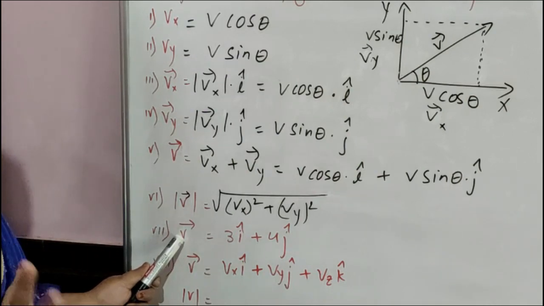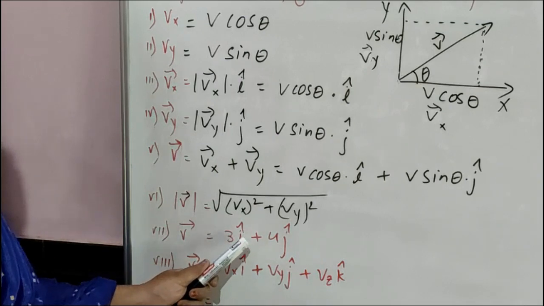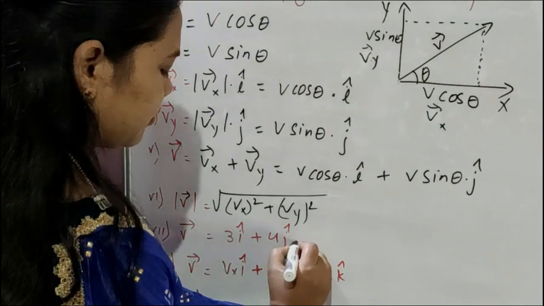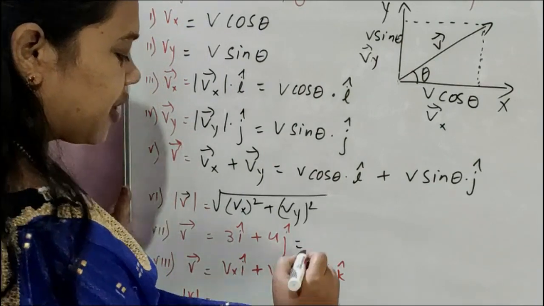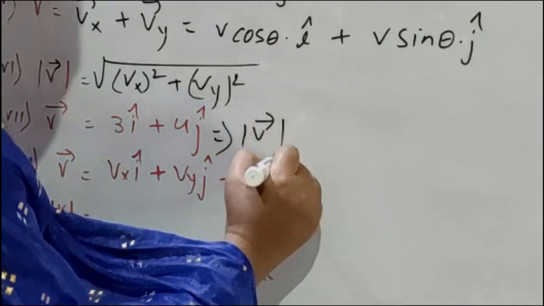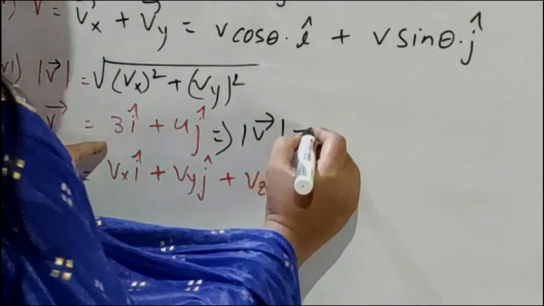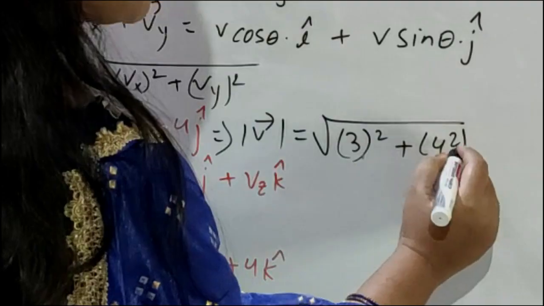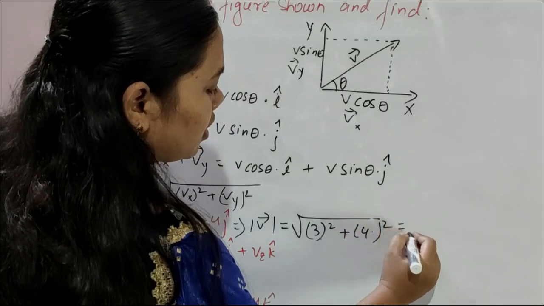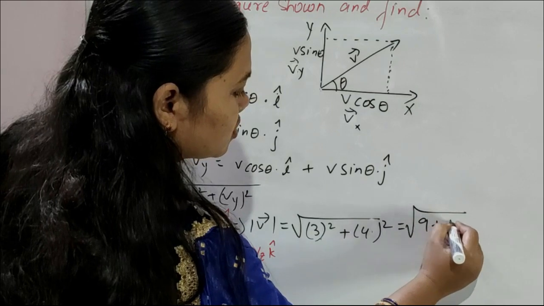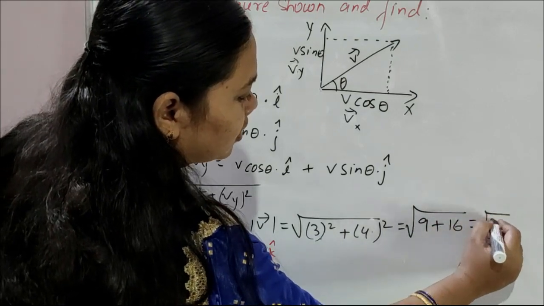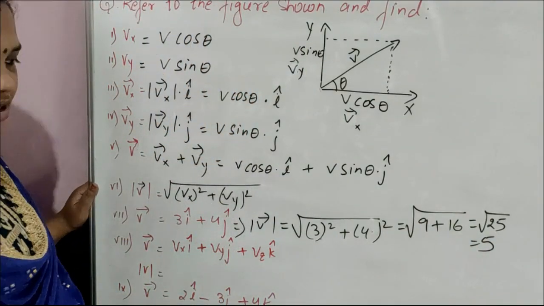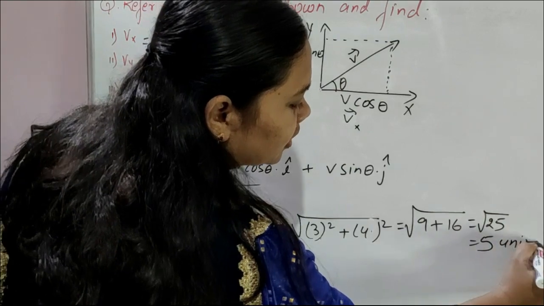Vector V, there is one vector given. Vector V is equal to 3i cap plus 4j cap. Solve it. Find out its magnitude. So vector V magnitude is equal to whole square root of 3 square plus 4 square. How much is 3 square? 9. 4 square, 16. Square root of 25, that is 5. What is the value we got? 5 units.